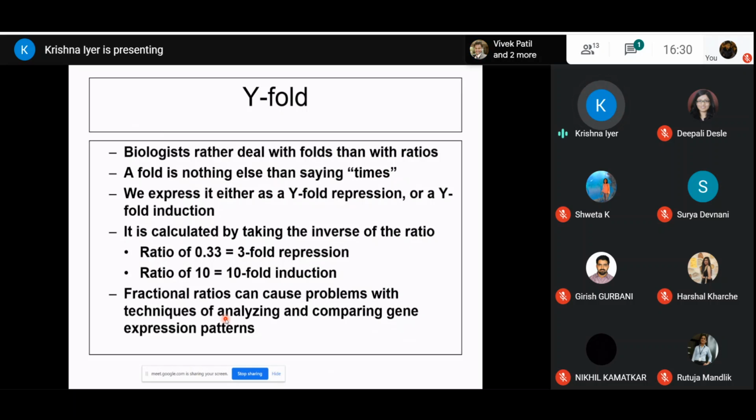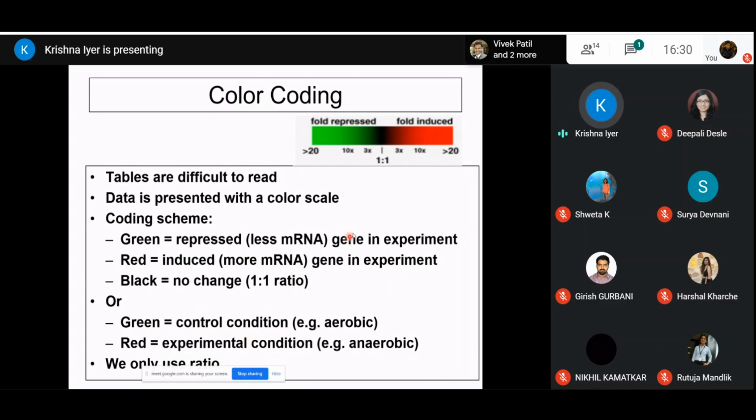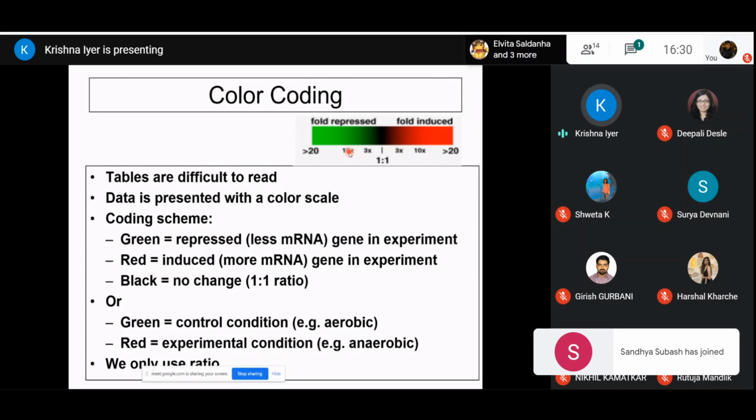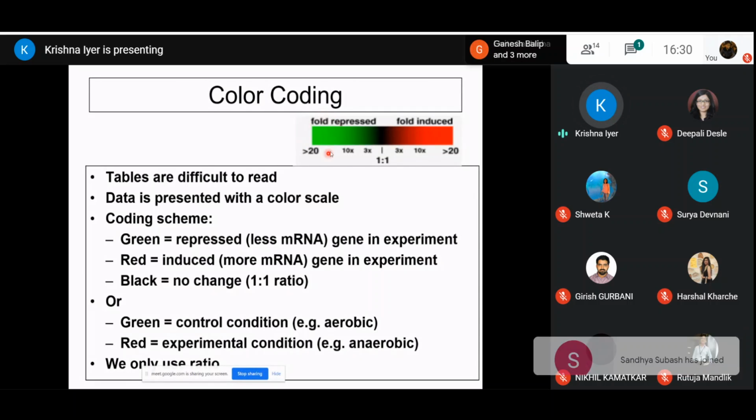So you want to say whether there is two-fold induction, or four-fold induction, or let us say three-fold repression. Essentially, what we do is look at the relative amount of red to green signal, and that will tell me whether there is induction or repression. Usually this is the way it is set up: rather than numbers, we look at color. If it is mostly green, that indicates repression. If it is mostly red, it indicates induction.